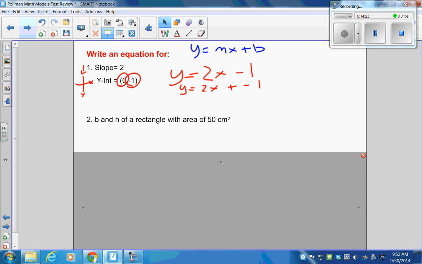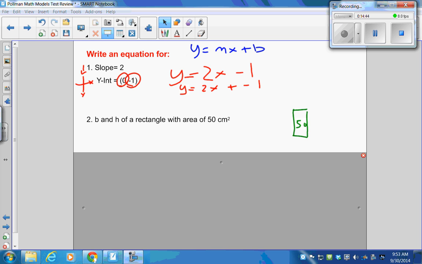All right. You will have questions like this on the test. This is a challenging question. Let's see if you can get it. You have the base and the height of a rectangle with an area of 50. Please pause your recording and see if you can write an equation that works for every scenario.